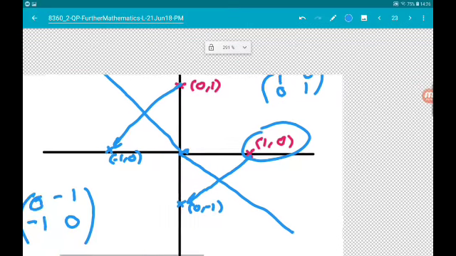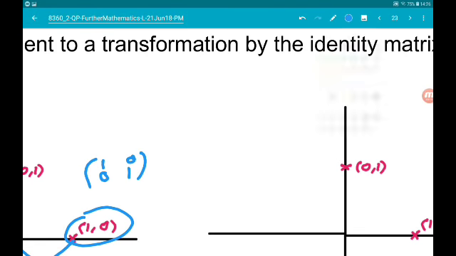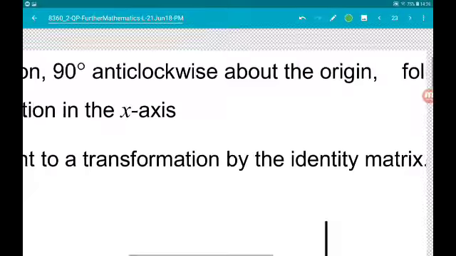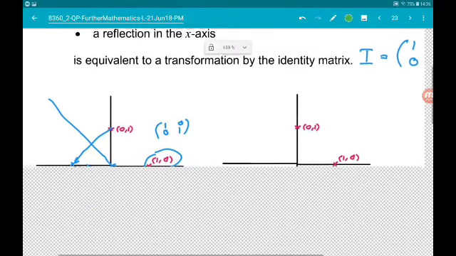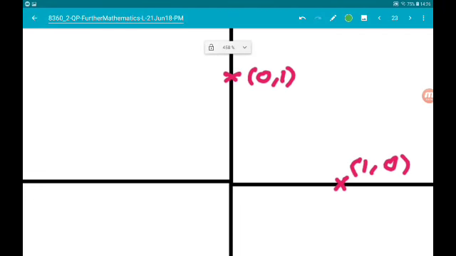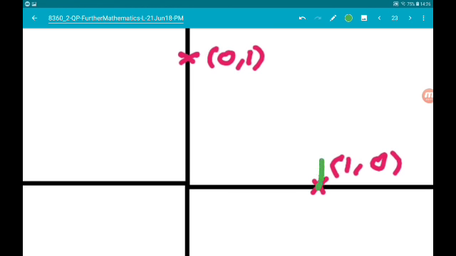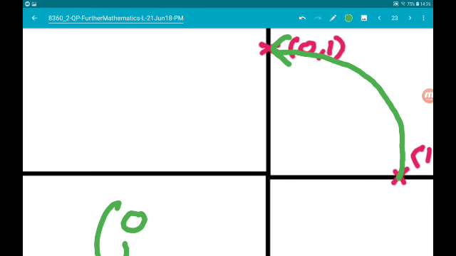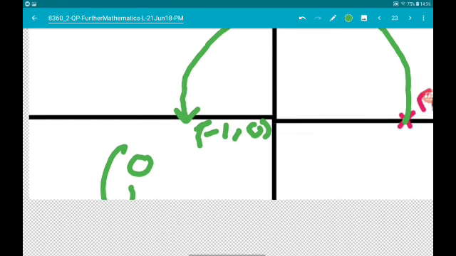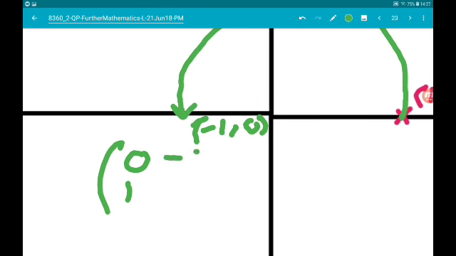Okay, next, let's do the rotation. So it's 90 degrees anticlockwise about the origin. So what's going to happen here is 1, 0 is going to rotate to 0, 1. So that's the first column. And then 0, 1 is going to rotate to minus 1, 0. So that is our second column.